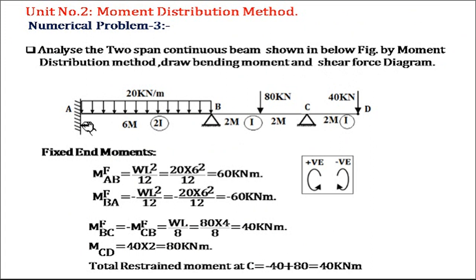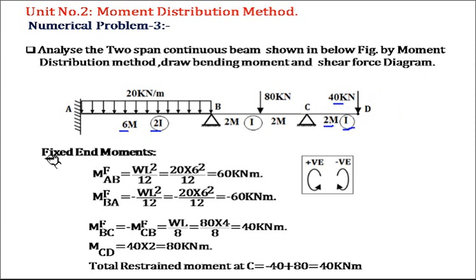So the given continuous beam is A, B, C, D. In portion AB it is loaded by a uniformly distributed load of 20 kN per meter. The length of the member is 6 and moment of inertia is 2I. In portion BC it is loaded by a point load of 80 kN, the length of the member is 4 meters and moment of inertia is I. In portion CD there is an overhang, or a cantilever portion, of length 2 meters, and the point load acting at the point D is 40 kN, and moment of inertia is I.